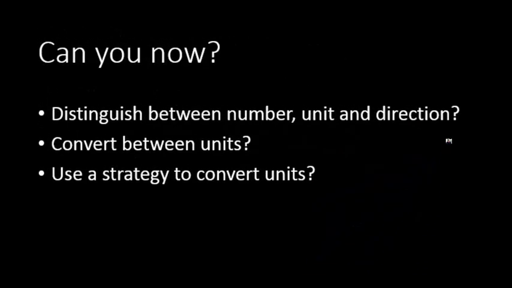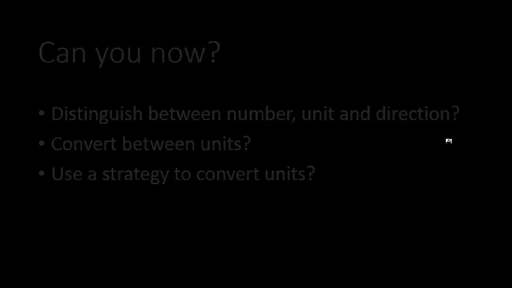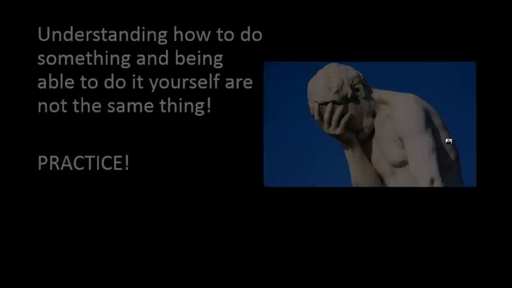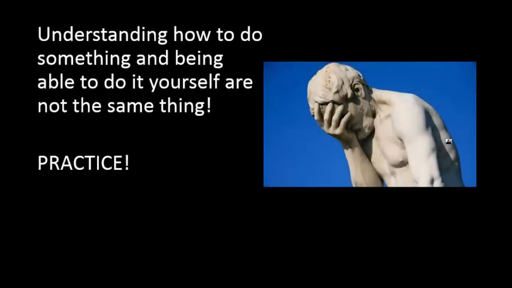Okay, so I hope that you can now distinguish between numbers, units, and direction. Knowing that all three of those go together, you should be able to convert between units. You should now have a strategy to convert between units using these relationships. Lastly, you may understand what I've told you, but this doesn't mean that you can do it. Like anything in science, you need to give some practice. I encourage you to Google some worksheets or some practice problems, and a lot of answers can be found too. You can check your work to prove that you can do what you think you know.